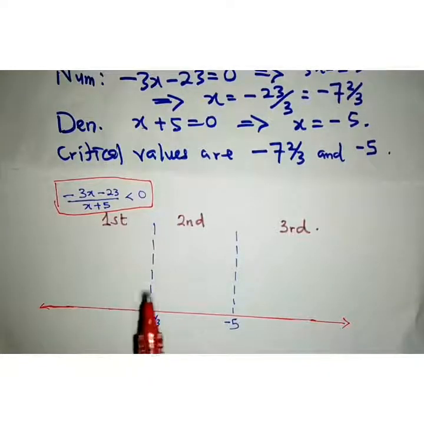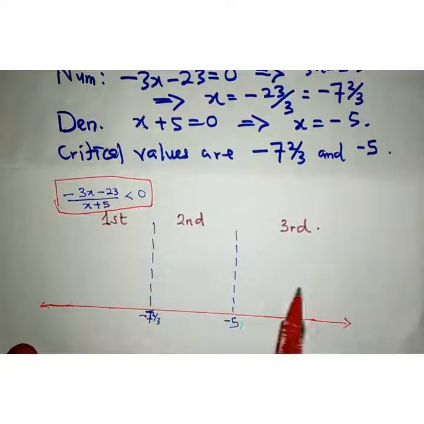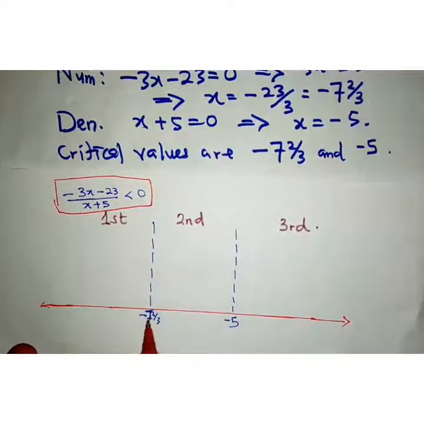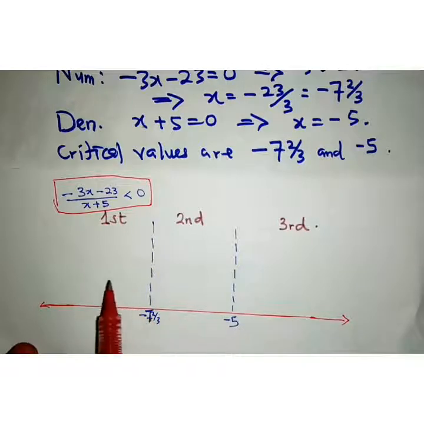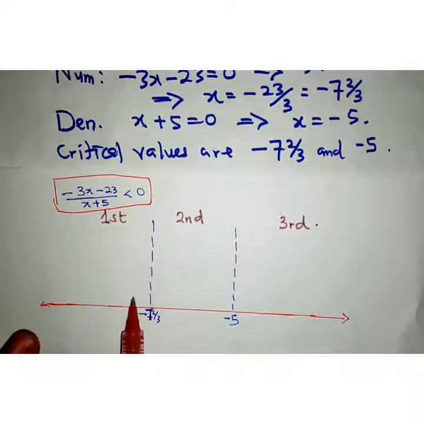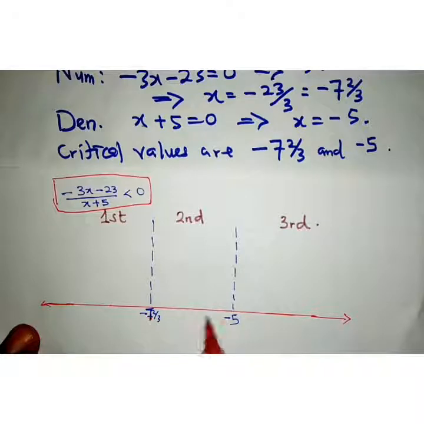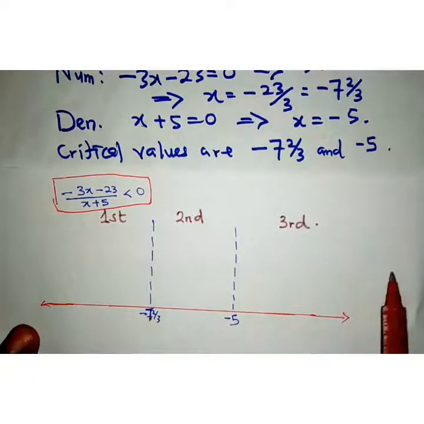Now with our critical values, we divide the number line into 3 distinct intervals. We start with the smaller critical value, minus 7 and 2 over 3, and then minus 5. So the first interval consists of numbers that are smaller than minus 7 and 2 over 3. The second interval consists of numbers between these two values. And then the third interval consists of numbers that are greater than minus 5.